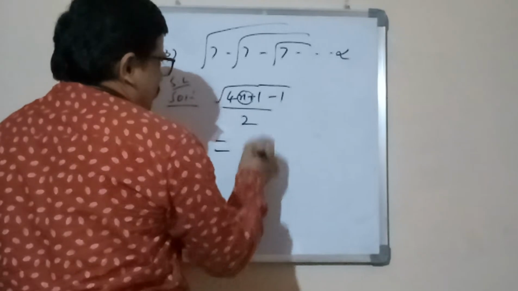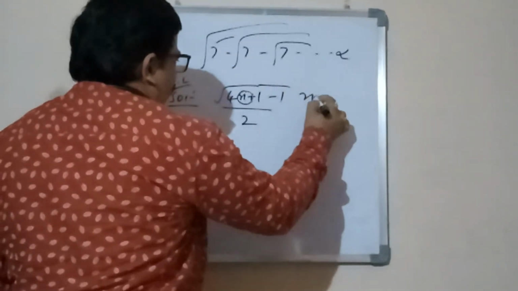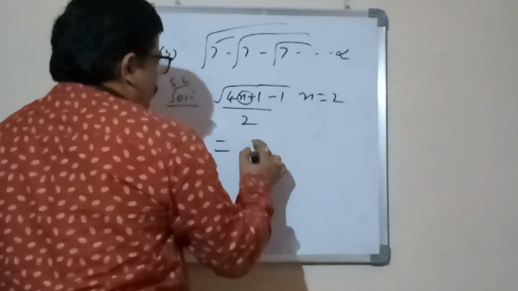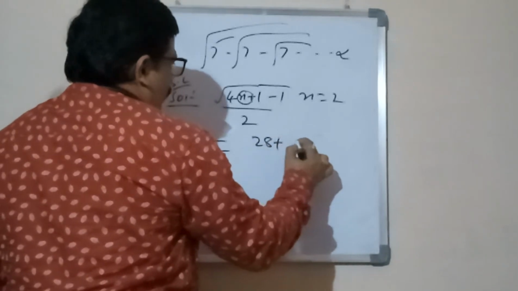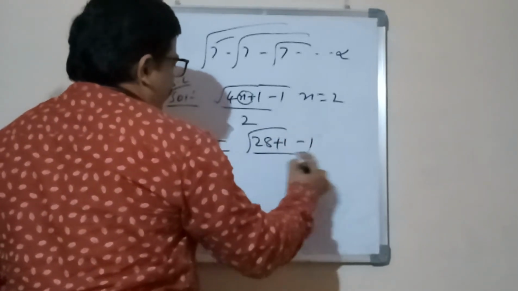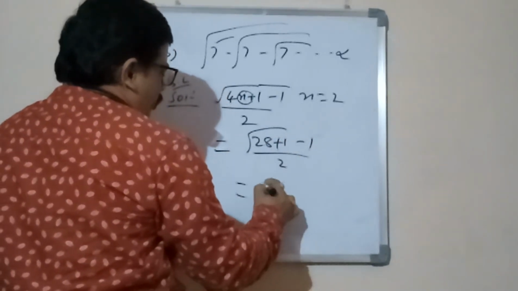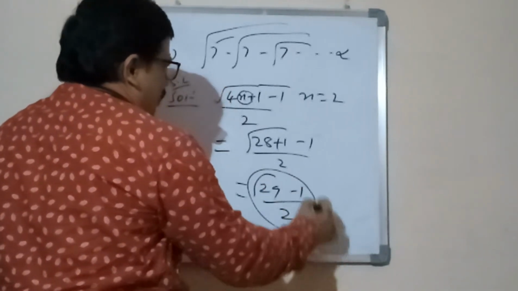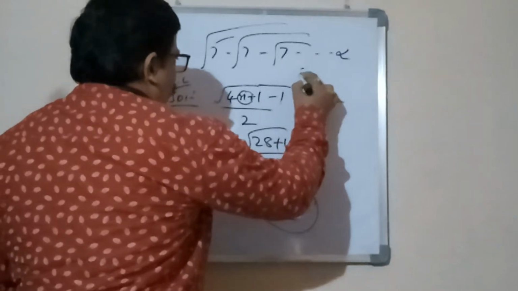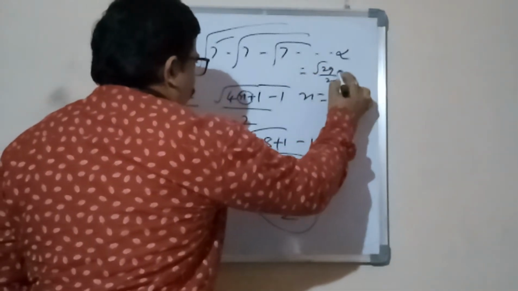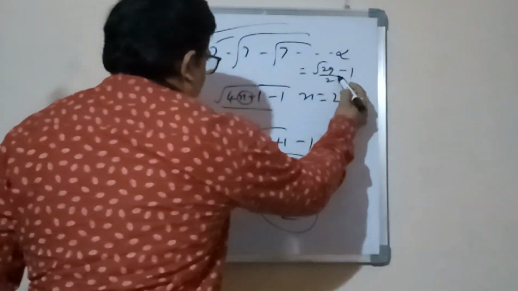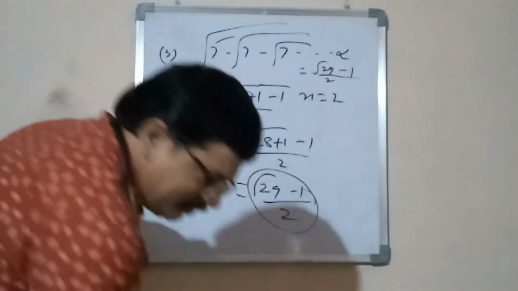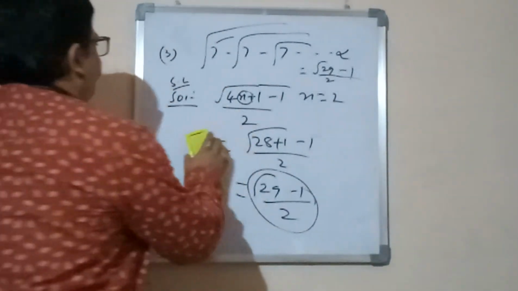Here n equals 7, you do 4 sevens are 28, plus 1 is 29, minus 1 by 2. This is the actual answer: root 29 minus 1 by 2. Very easy.